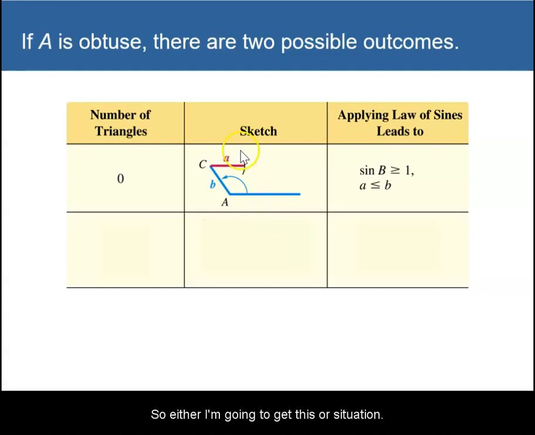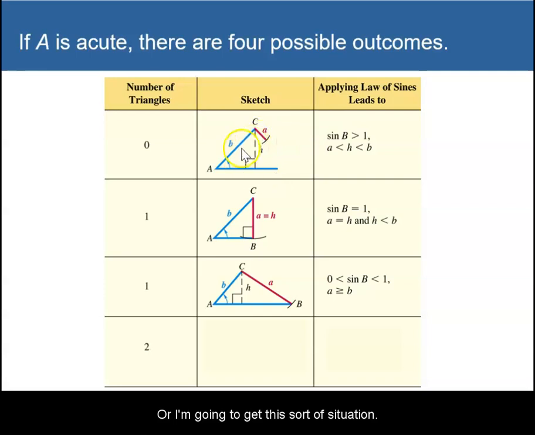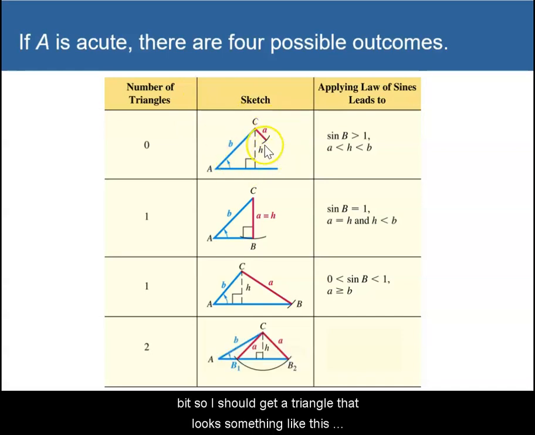So either I'm going to get this sort of situation, or I'm going to get this sort of situation. I can figure this out. Obviously, I can try to... my B is acute, so it should look something like this, right? Because here the values obviously are switched up a little bit. So I should get a triangle that looks something like this case, right?